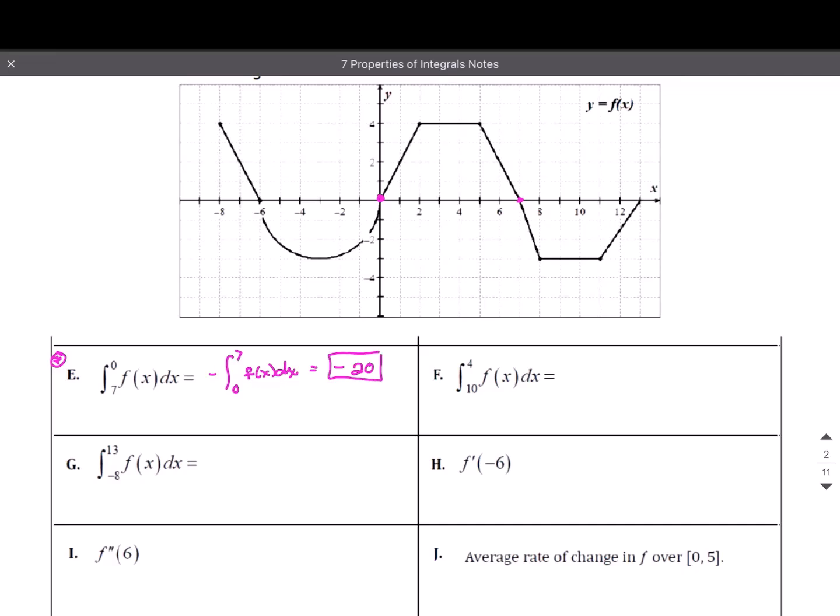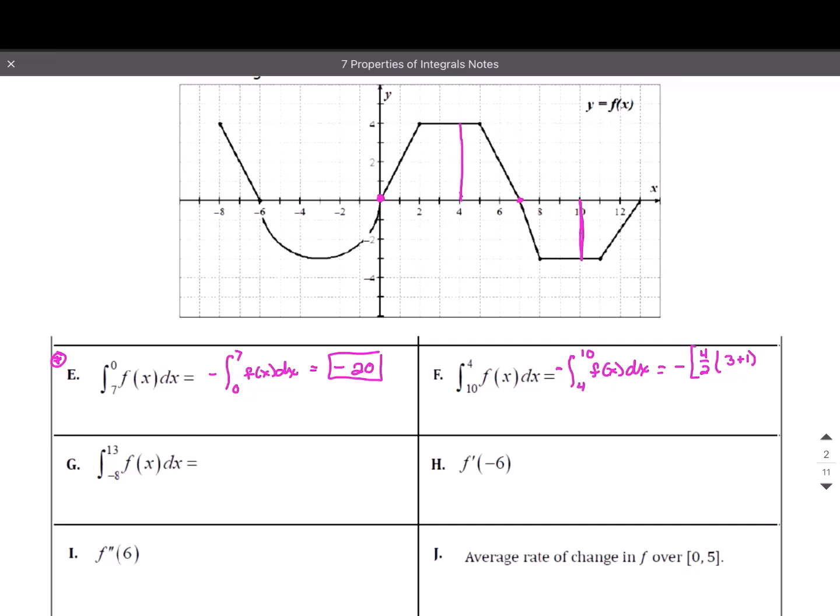F has the same type of problem. We can't go from 10 to 4. We need to negate this and go from 4 to 10 of f of x dx. Now 4 is here and 10 is here. So again, I have 2 trapezoids, or you can have 2 rectangles and 2 triangles, your call. Now I have to have this negative around all of it. So my top trapezoid is 1/2 the height, so 4 times 1/2 times the bases. The bottom base is 3, the top base is 1.